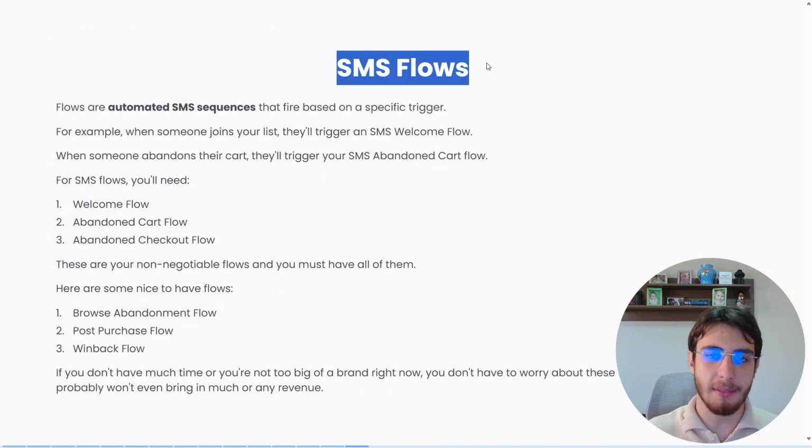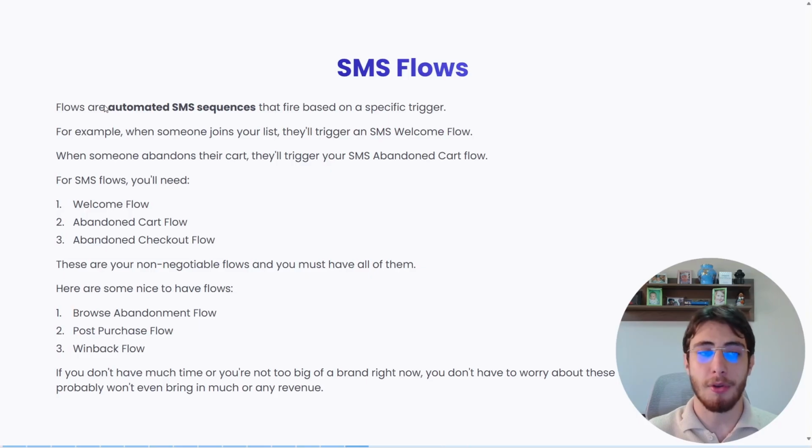So SMS flows. I'm going to call them flows in this video and every single video because I use Klaviyo for most of my clients and I like saying flows, okay? If you want to call them automations, fine, up to you. Just know it's the same thing. So flows are automated SMS sequences that fire based on a specific trigger. For example, when someone joins your list, they'll trigger an SMS welcome flow. So the trigger for the SMS welcome flow is when a person joins the list. When that trigger fires, they're going to receive this flow.